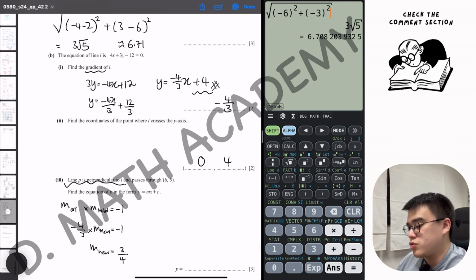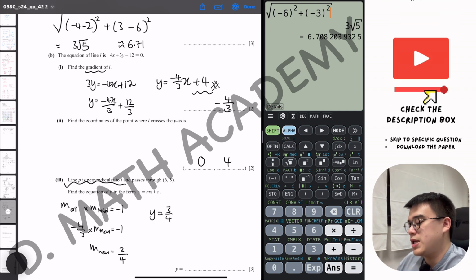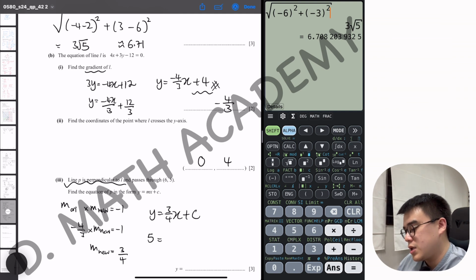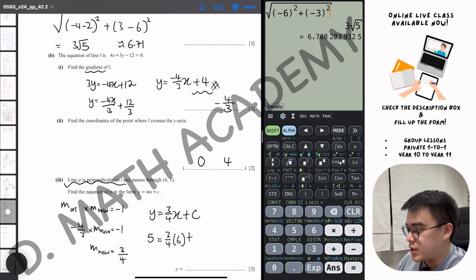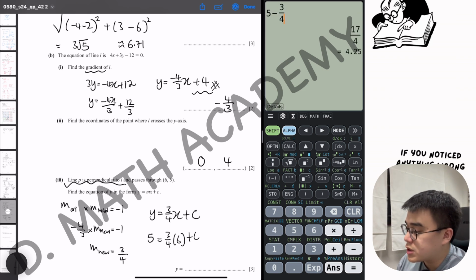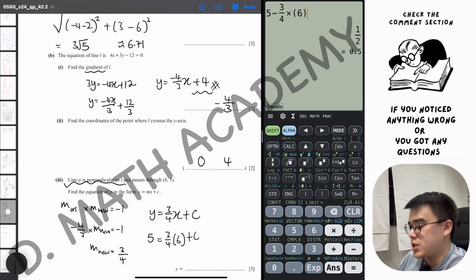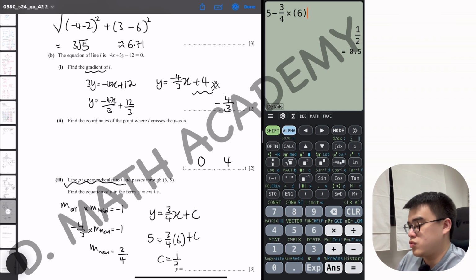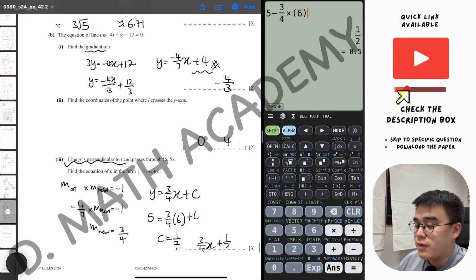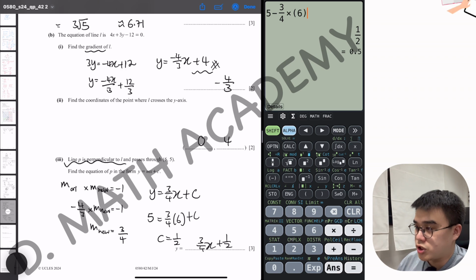So y equals 3 over 4x plus c. Sub in the 5 and 6 into it. You'll be able to get the answer as 5 minus 3 over 4 times 6. You will get c as 1 over 2. So 3 over 4x plus 1 over 2 is our final answer for this question.